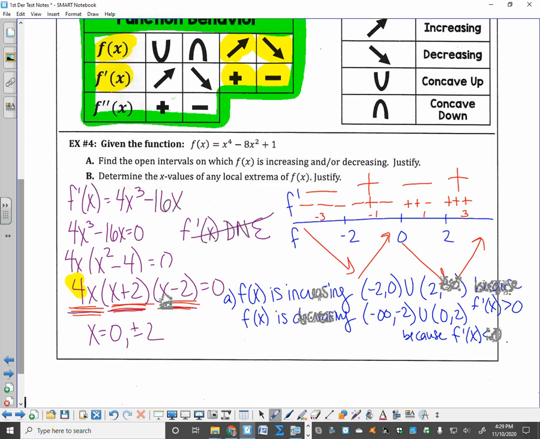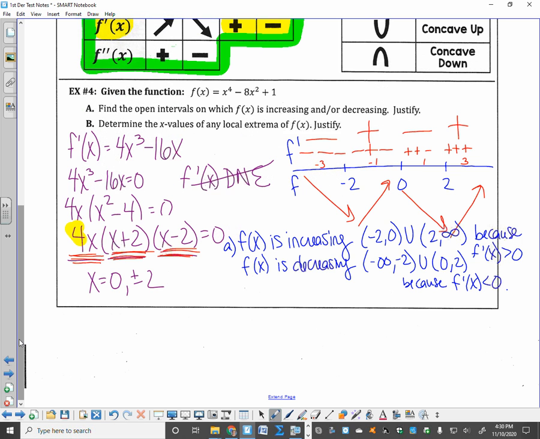And all the purple and the red and the blue is all my justification. Okay? Determine the x values of any local extreme of f of x. Okay. Now, don't read what you want to read, read what is there. Determine the x values of any local extreme of f of x. It's not asking for the y values. It's saying where does the local extrema happen? Okay.